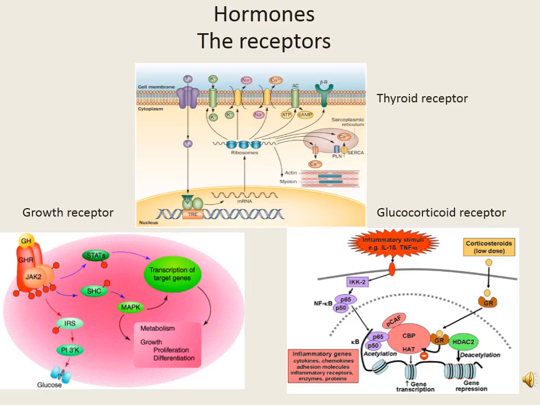This slide on the figures shows us that each hormone can interact only with its specific receptor. Like thyroid hormone, it will interact only with the thyroid receptor which is expressed on the cell membrane, or the growth hormone will interact with the growth receptor, as well as the glucocorticoid hormone will interact with the glucocorticoid receptor that may be present in the cell cytoplasm.